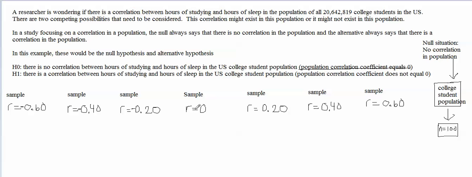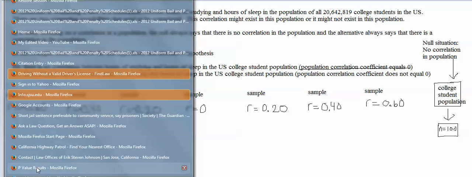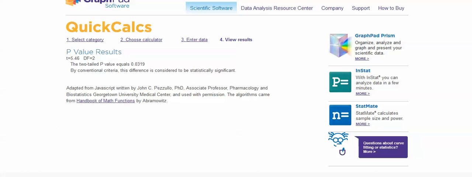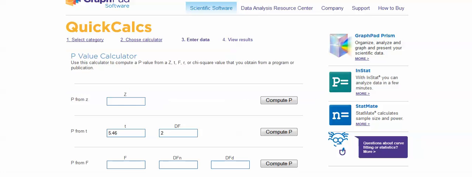Now, we can actually calculate a value to look at exactly how unlikely these outcomes are in the situation of the null being true and there being no correlation in the population. That's done with the p-values. Once again, the p-values always help you look at how unlikely the outcomes are getting in the null situation.